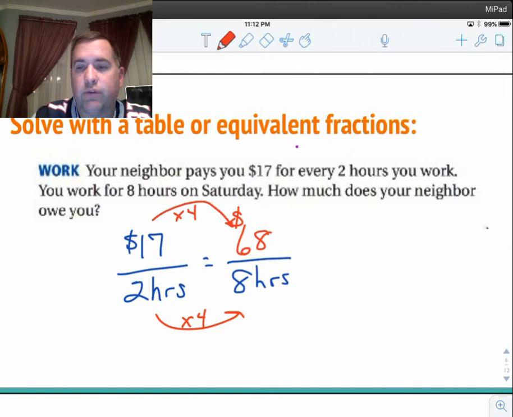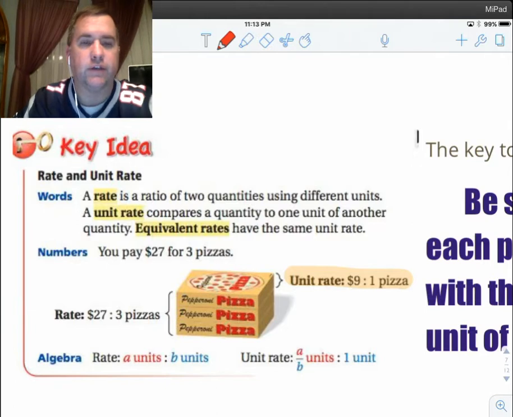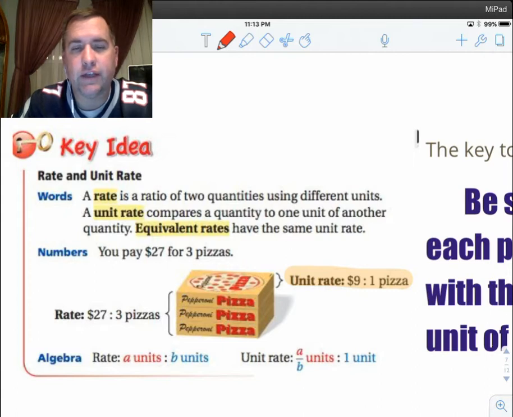So that's how we would use an equivalent ratio to solve a word problem as fractions. So the next thing we're going to do is look at rates. And rates are ratios. They're just ratios that compare two quantities of different units of measure. For instance, if we look at the picture, $27 to 3 pizzas. That is a rate. One unit of measure is money, the other unit of measure is pizzas.